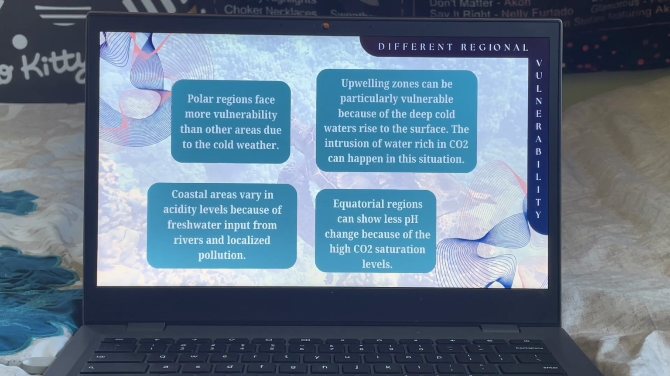Coastal areas vary in acidity and are more so dependent on the environment around them. Freshwater input from regional rivers and localized pollution in that area are the main contributors. For equatorial regions, there are high carbon saturation levels, which result in less acidic water.